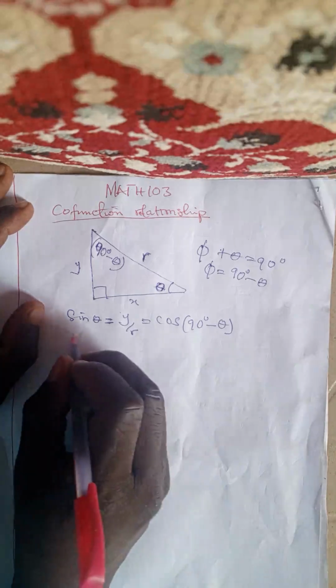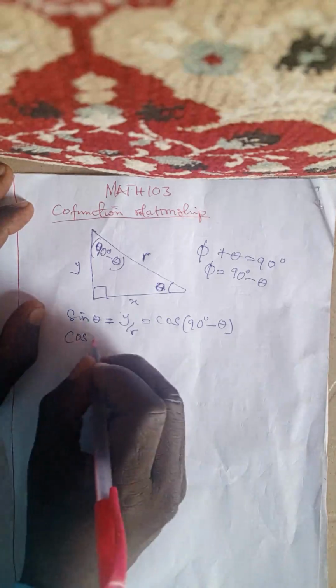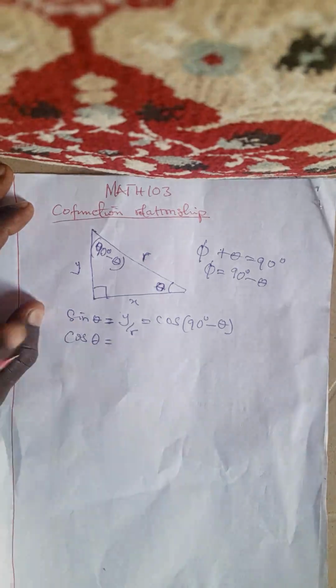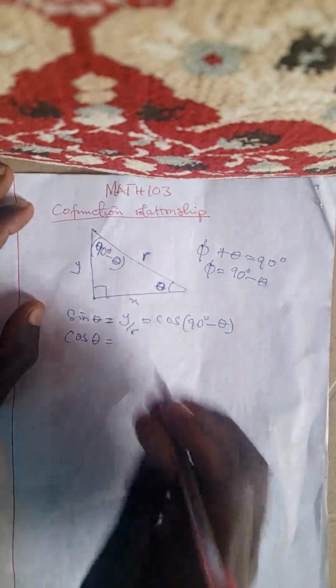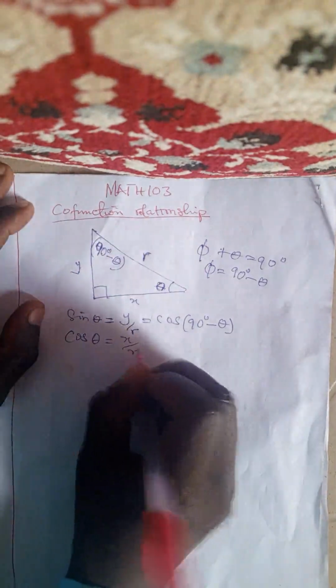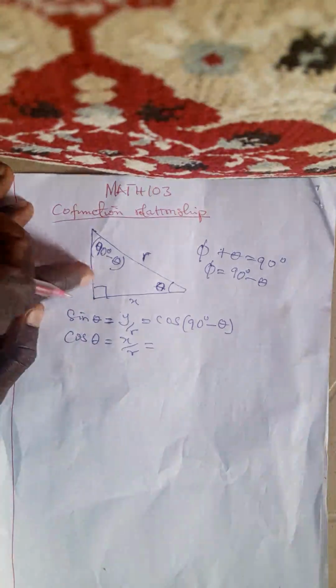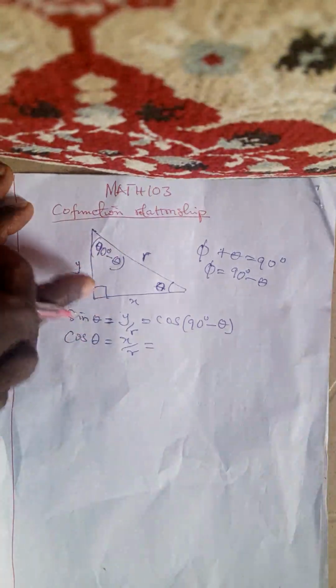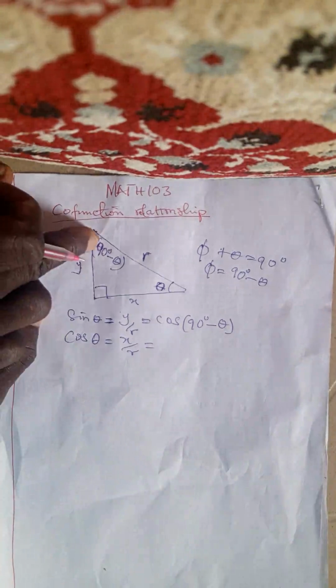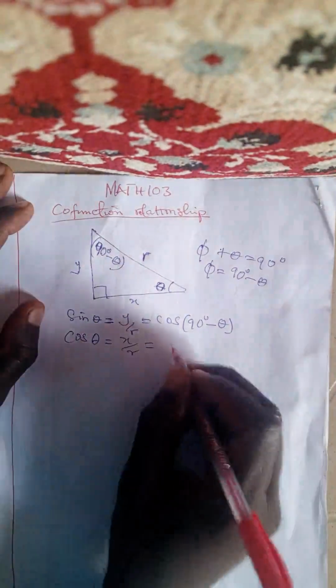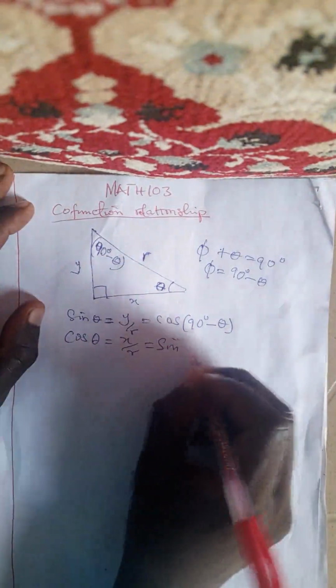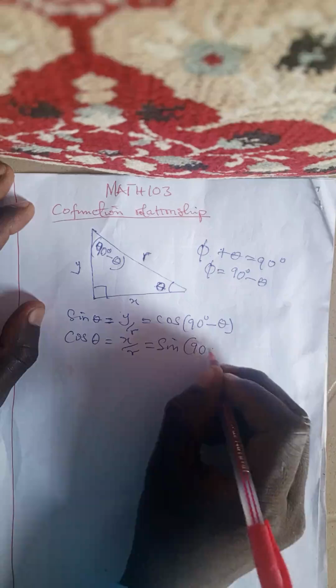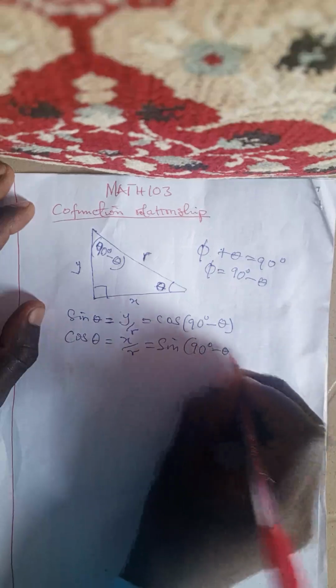Now what is cos theta? Cos theta is adjacent over hypotenuse, that is x over r. But in terms of 90 minus theta, it is going to be opposite to 90 minus theta over r. And this is equal to sine of 90 minus theta.